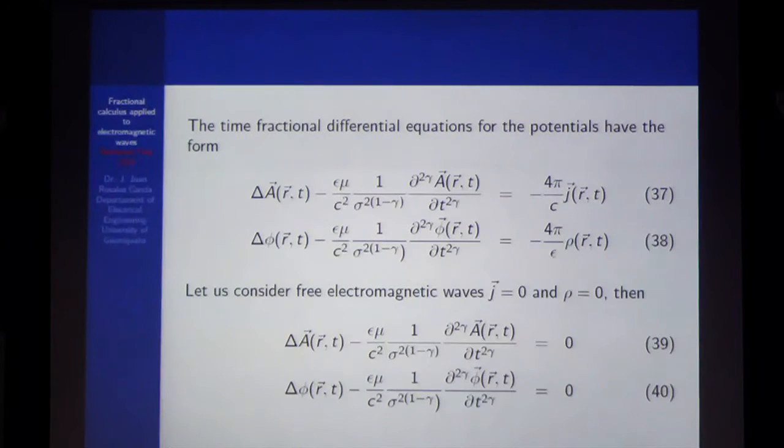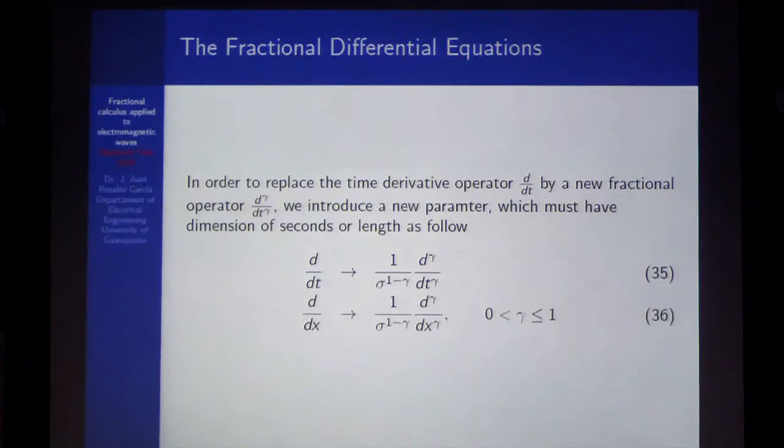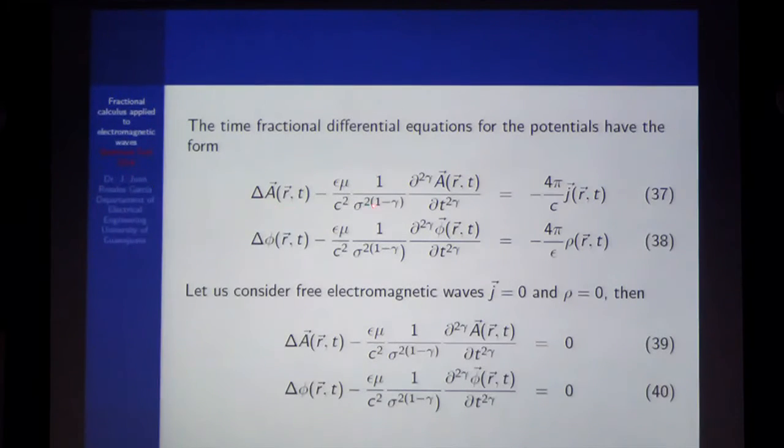So if we take into account this operator, we have the following. Okay, we consider electromagnetic waves when G is equal to 0 and rho 0. We have the following. Very simple model.